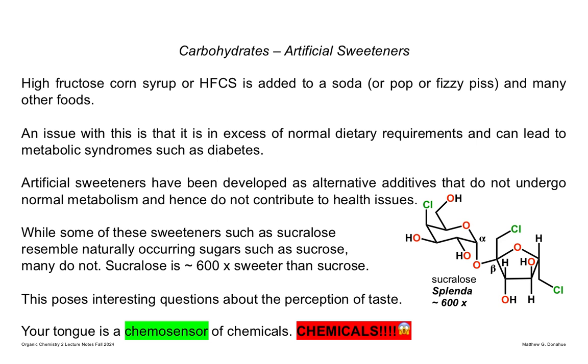Some of these sweeteners do look like sucrose. For example, this one here, which is Splenda, it's called sucralose. And what has been done is at certain positions, OH groups have been substituted for chlorine. So we see there's 1, 2, 3 chlorines. And that's perceived now 600 times sweeter than sucrose.